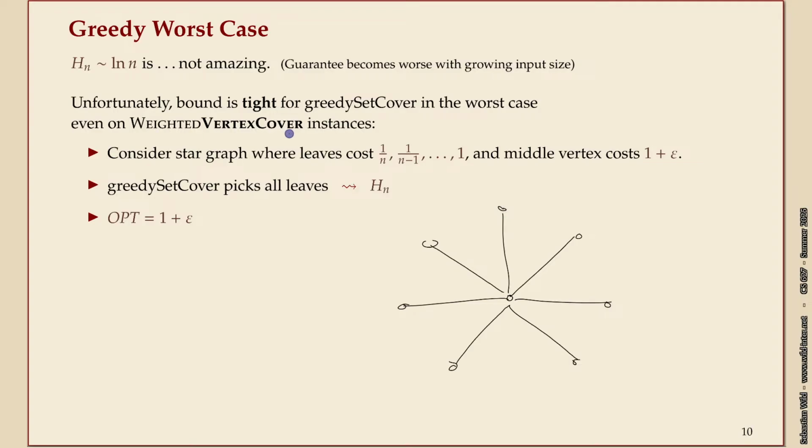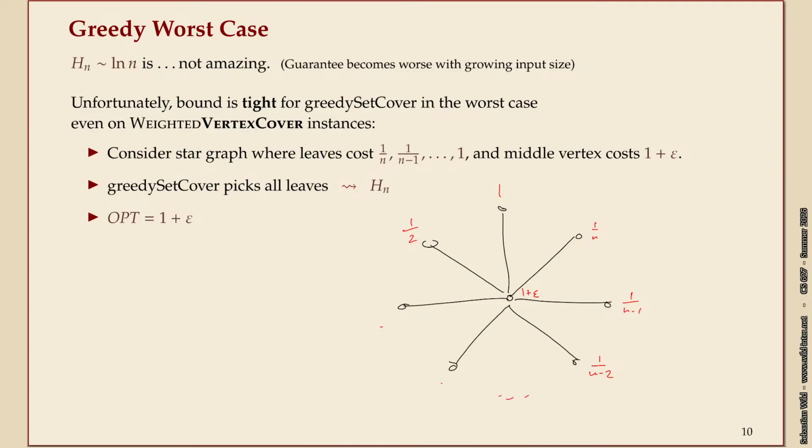But I need here a weighted version of vertex cover, and the weights are chosen so that this fails. So I'm putting a weight of 1 plus epsilon here on this center of the star. And then I'm putting harmonically increasing weights on the elements around the star until I have 1.